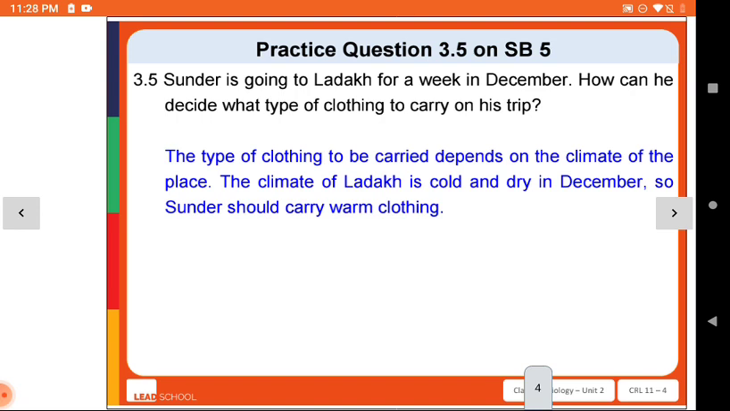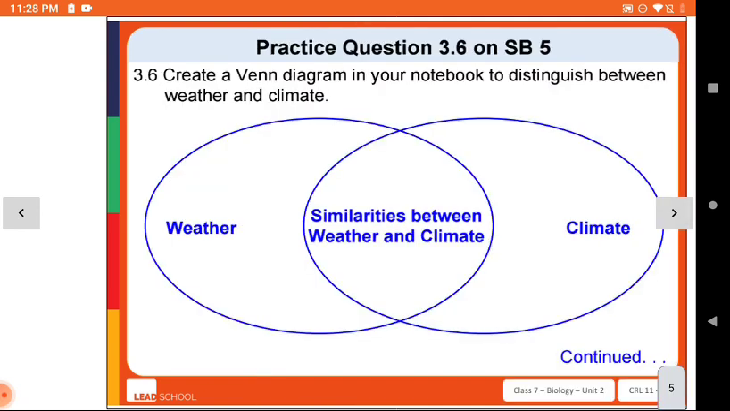Next, question 3.5. Sundar is going to Ladakh for a week in December. How can he decide the type of clothing to carry? The type of clothing he carries depends upon the climate of this place. Because the climate of Ladakh is cold and dry in December, Sundar should carry warm clothes.